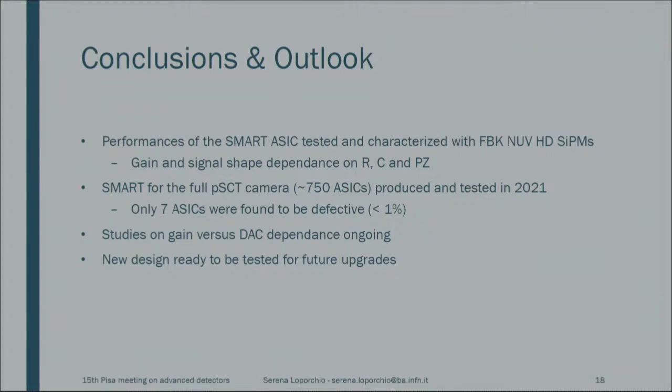outside of this range. So to sum up my presentation, we showed you the performance of the SMART ASICs when coupled with silicon photomultipliers from FBK, and we showed you how the signal, the shape of the signal, and the gain depend on the parameters R, C, and pole 0 to fine-tune the gain and the shape. And we also showed you the results of the quality control performed on the 750 ASICs produced for the camera. Out of these 750, only 7 ASICs were found to be defective, so we are at less than 1%.